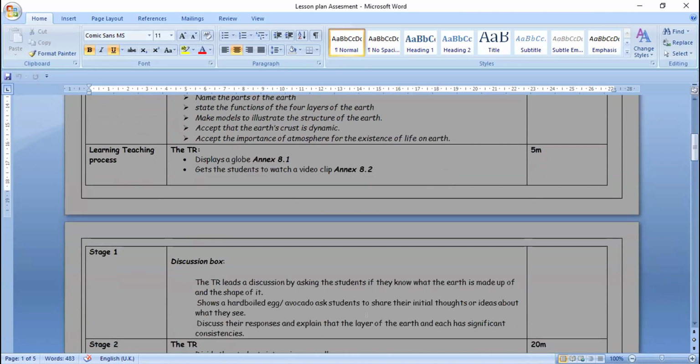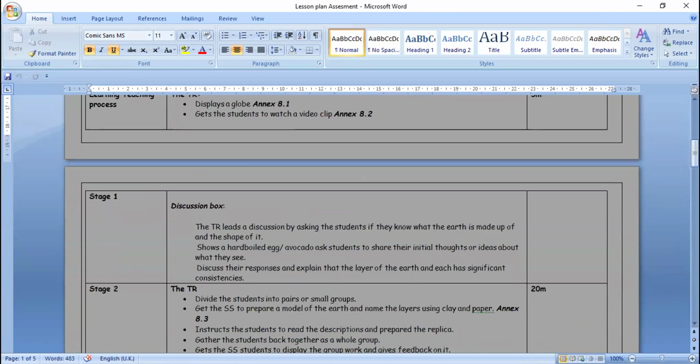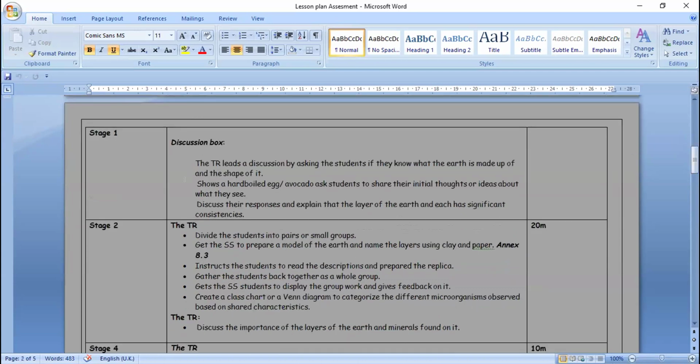Can you explain your stage 1 again, the engagement stage? Yeah, ma'am. The teacher leads the discussion after they watch the video, to connect the prior knowledge of the students, what the earth is made up of. Even the children who don't have an idea, after looking at the video, they will get an idea. So this is where prior knowledge is recalled.